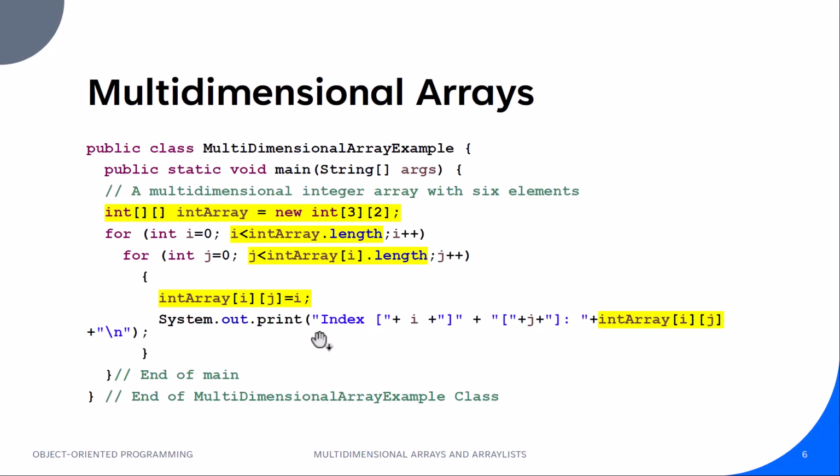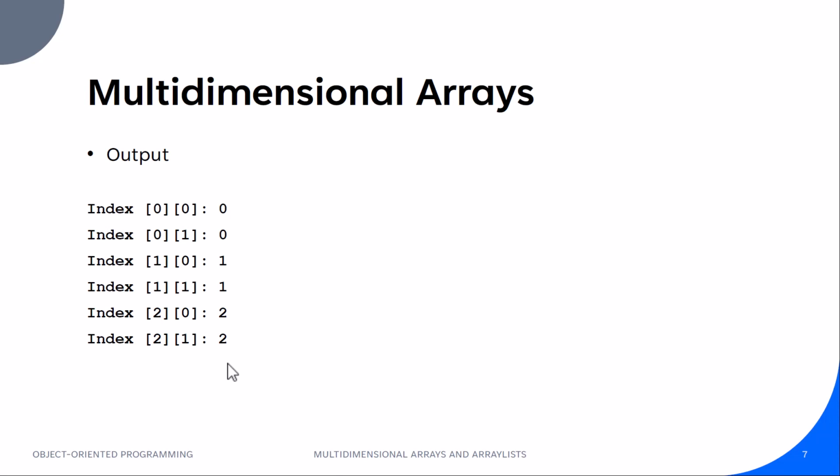In this code, we also see a good example of how we can access the length of each dimension. With this code, we are accessing the length of the first dimension, and with this code, we are accessing the length of the second dimension. And then we are going to assign a value to each cell in this table, and we are going to print the value of that cell. And here's the output of the code. As you can see, we have assigned a value to each element in the array.